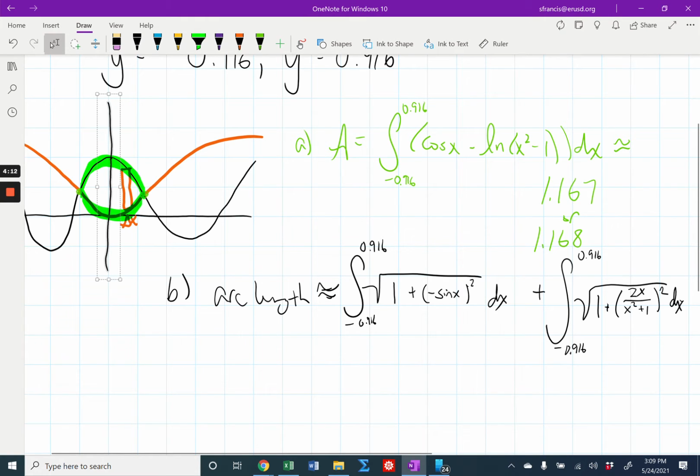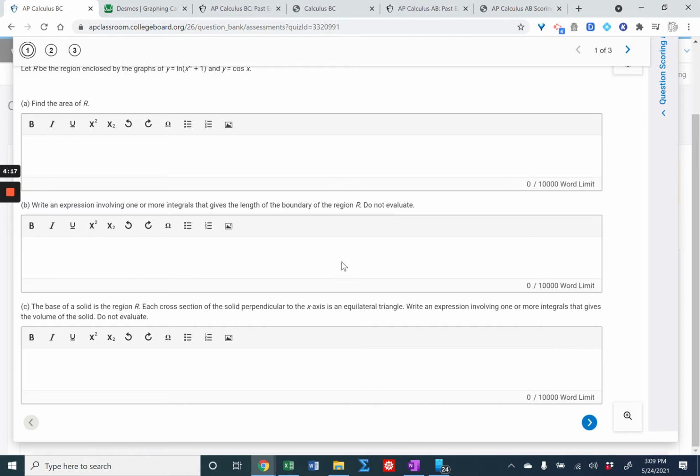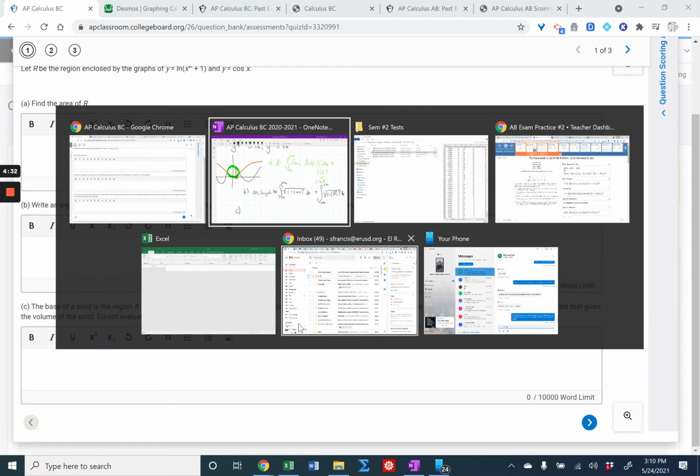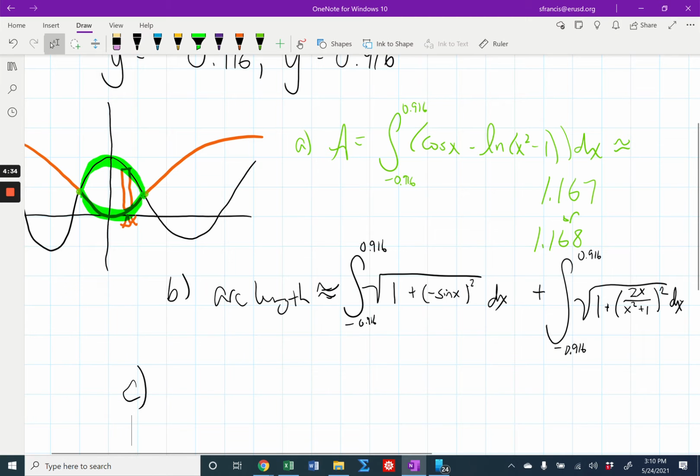And then lastly, for part C, I still don't remember if the first one was 2 or not, but the base of a solid is the region R. Each cross-section of the solid perpendicular to the x-axis is an equilateral triangle. Write an expression involving one or more integrals that gives the volume of the solid. Do not evaluate. Those do not evaluates just save us time.